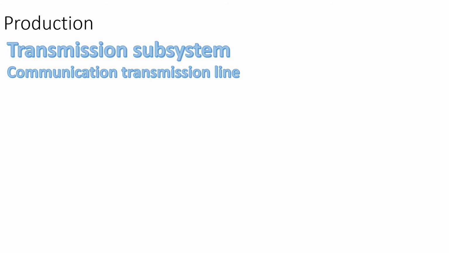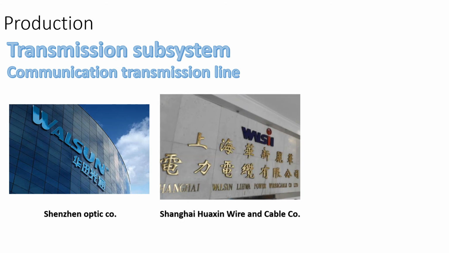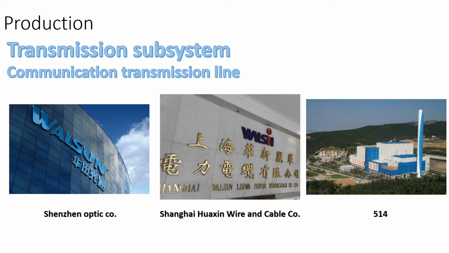The first one is the communication transmission line. The communication transmission line is cable, and actually most countries now use cable from domestic large manufacturers. In China, they are Shenzhen Optic CO and Shanghai Huaxin Wire and Cable CO and 514, such as this company.